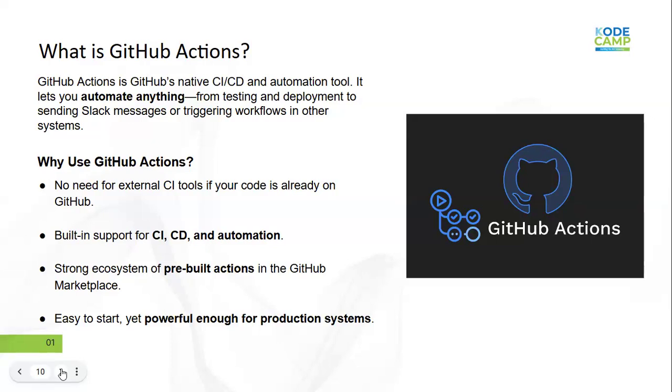Built-in support for CI/CD and automation. Strong ecosystem of pre-built actions in the GitHub Marketplace. When I say actions, they are setups that you can integrate into your pipeline. For example, if you cannot write the code to deploy a Node.js application, you can go to the marketplace, look for it, integrate it, and use it. Easy to start, yet powerful enough for production systems. GitHub Actions is really, really powerful.